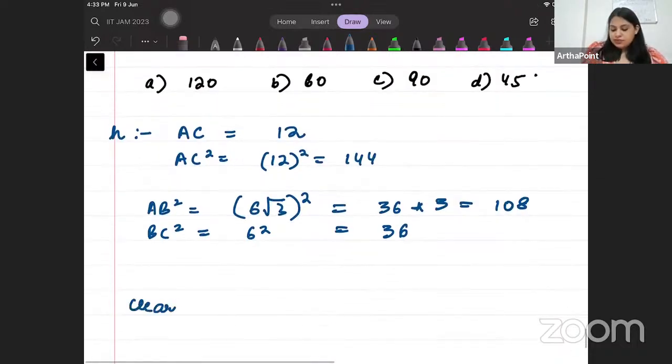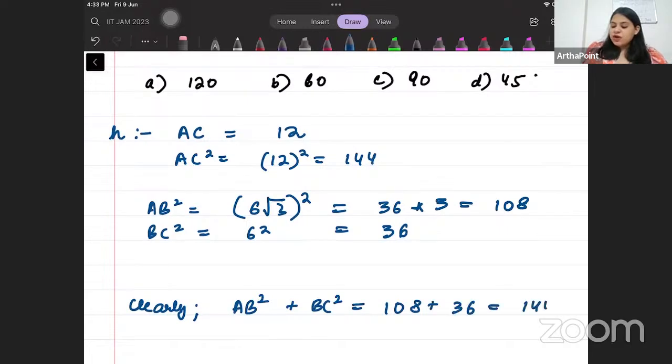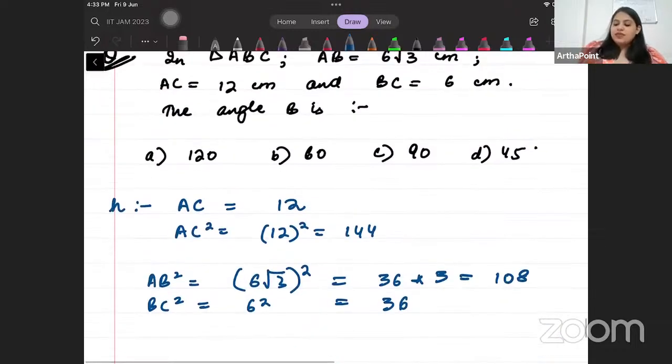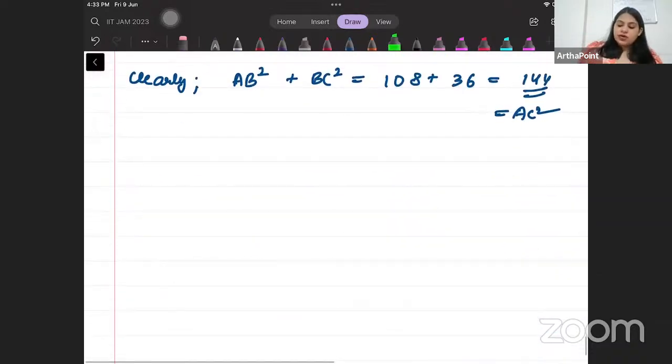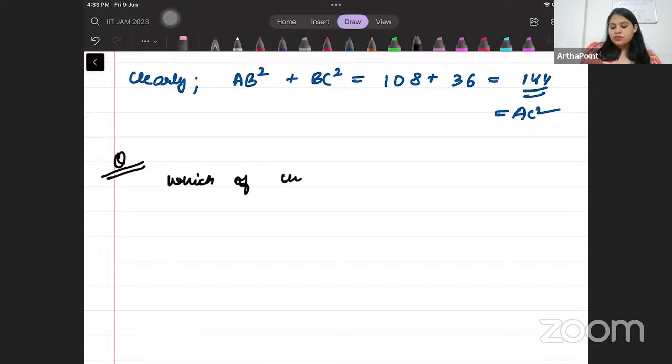Clearly, we can see that AB square plus BC square is 108 plus 36, which is 144, which is AC square. That means this has to be a right angle triangle. So angle B will be 90 degrees. That's the answer to this question. Okay, come to the next question. Which of the following is not a similarity criteria?